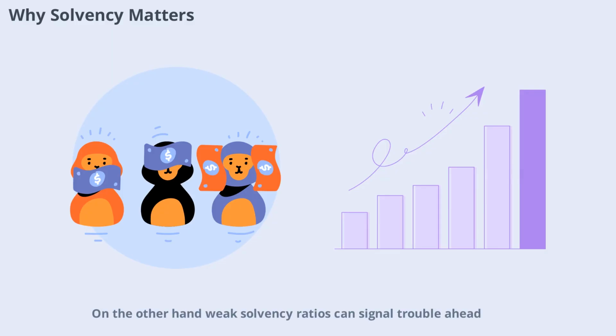On the other hand, weak solvency ratios can signal trouble ahead, making it harder for a business to grow or even survive. Lenders and investors often look at these ratios before making decisions, so knowing how to interpret them can give you a significant advantage. Let's see how these ratios fit into the bigger financial picture.